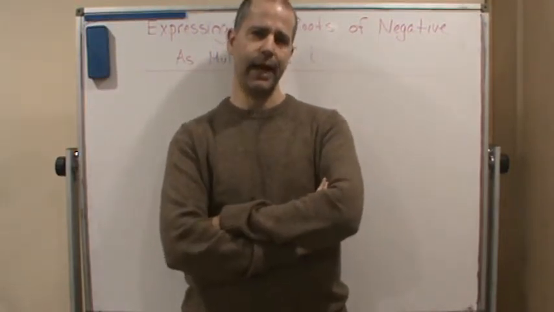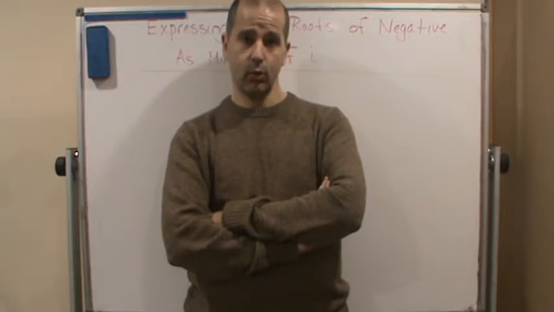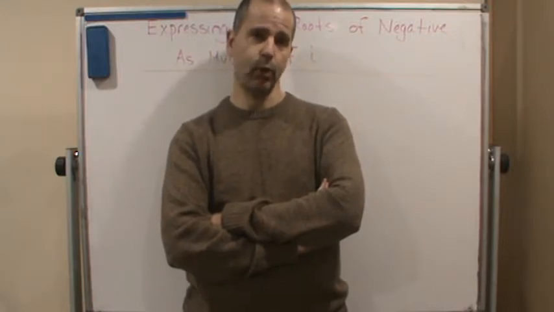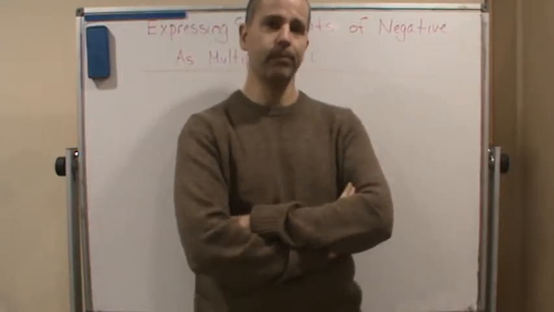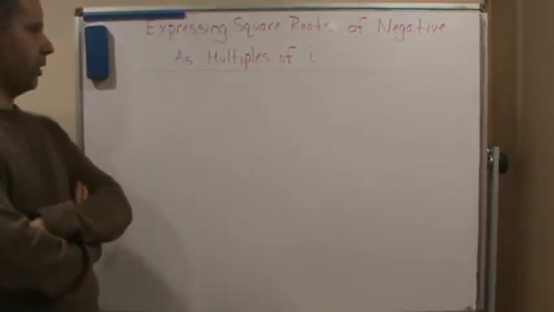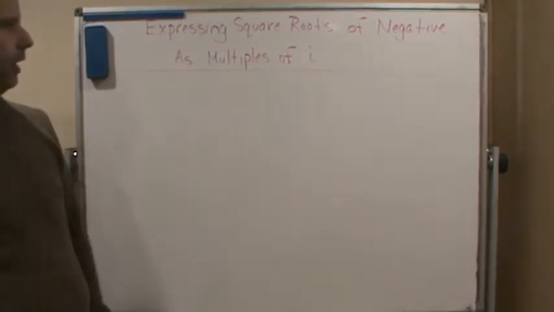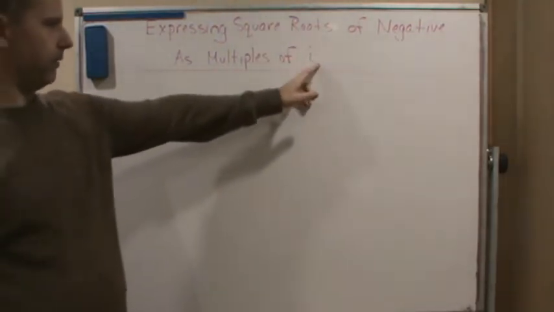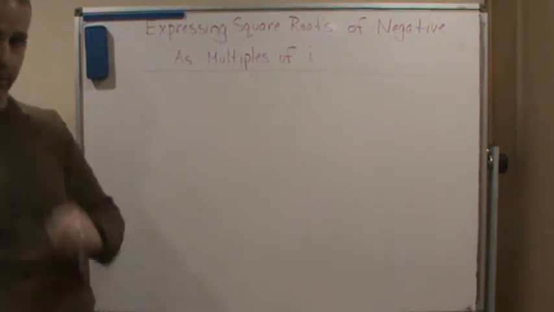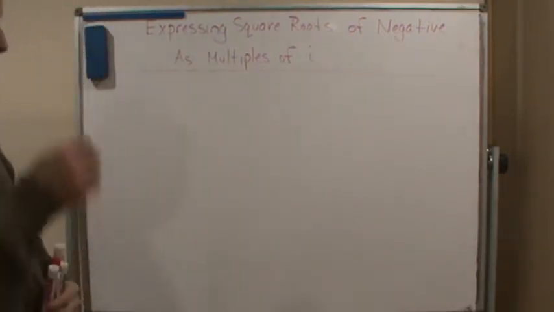We're going to start talking about how to put or give a complex number in the form of a multiple of i. In other words, we're also going to introduce imaginary numbers. So the topic is expressing square roots of a negative number as a multiple of i, and this is what we call an imaginary number. This is going to give us an introduction to what we call complex numbers.